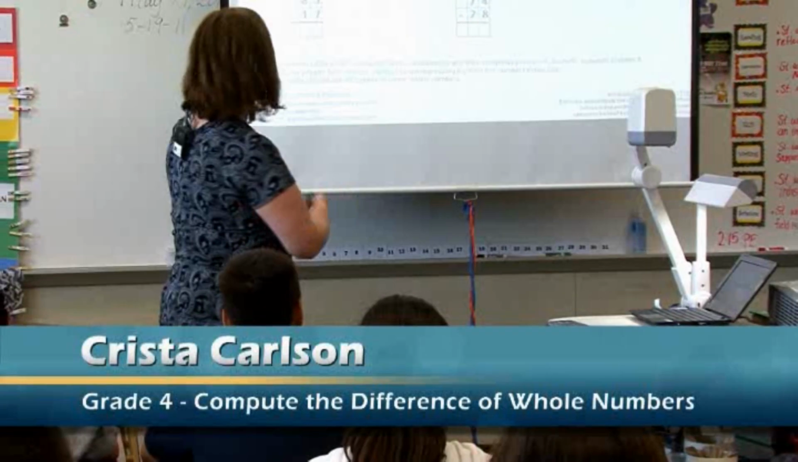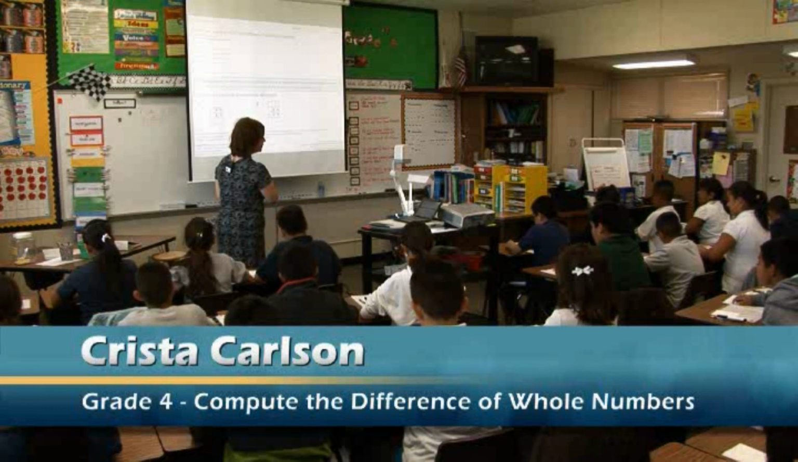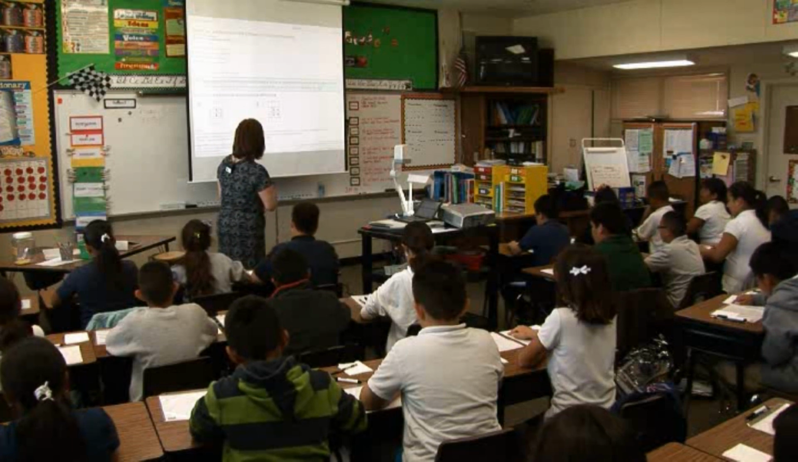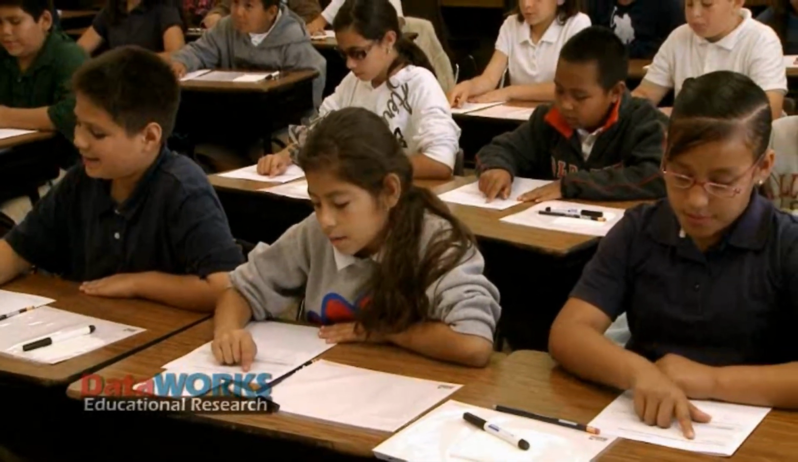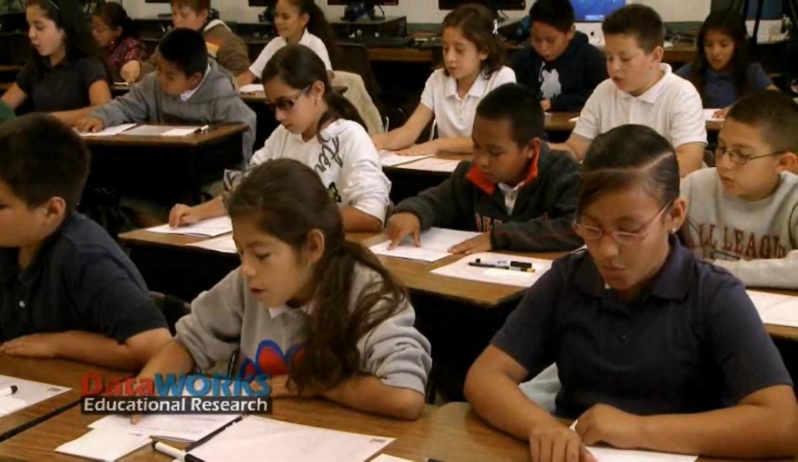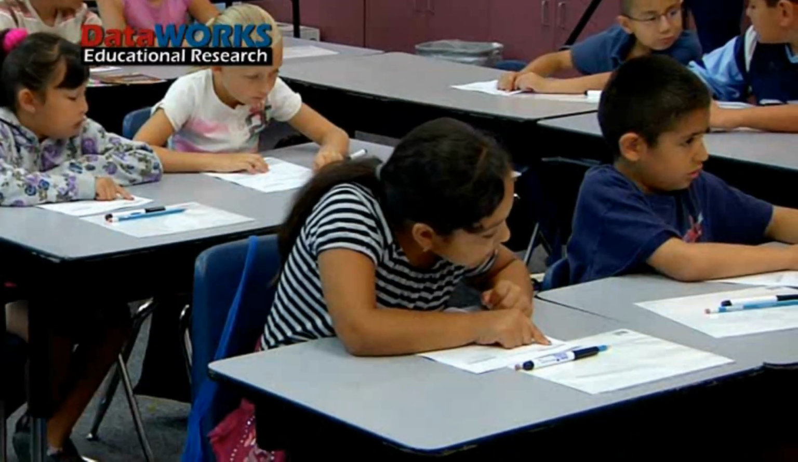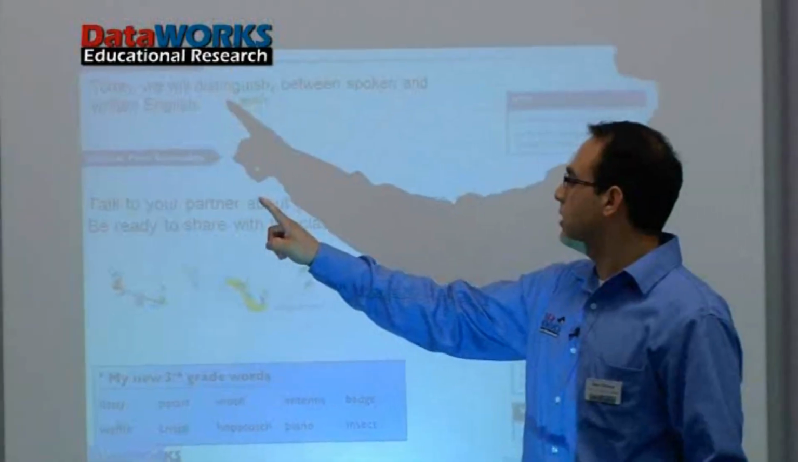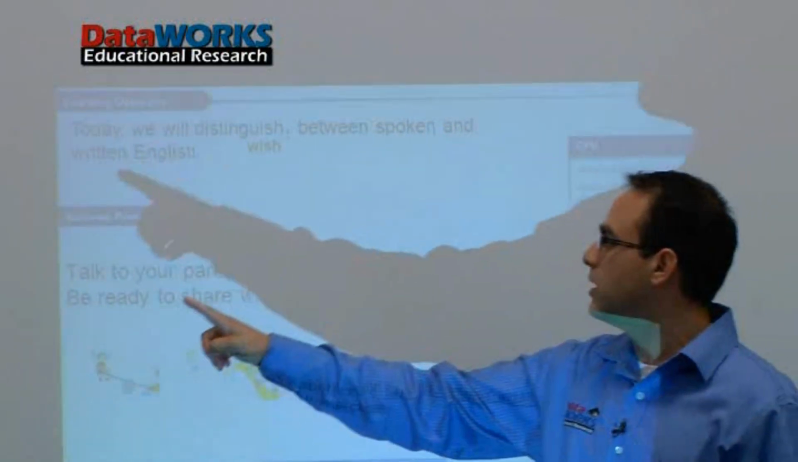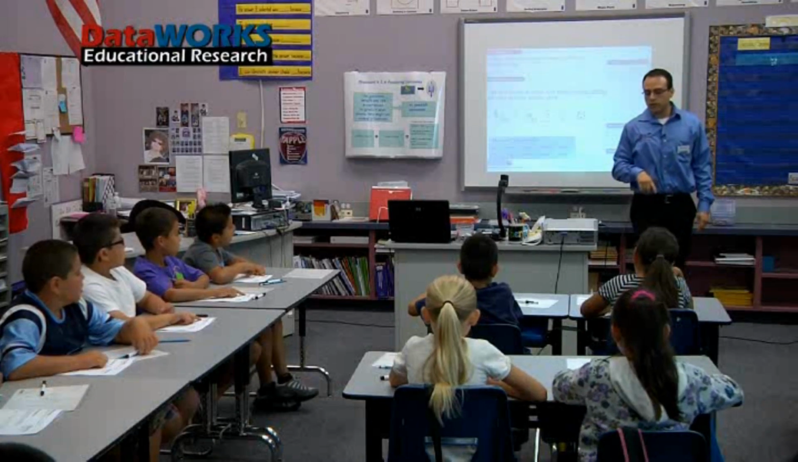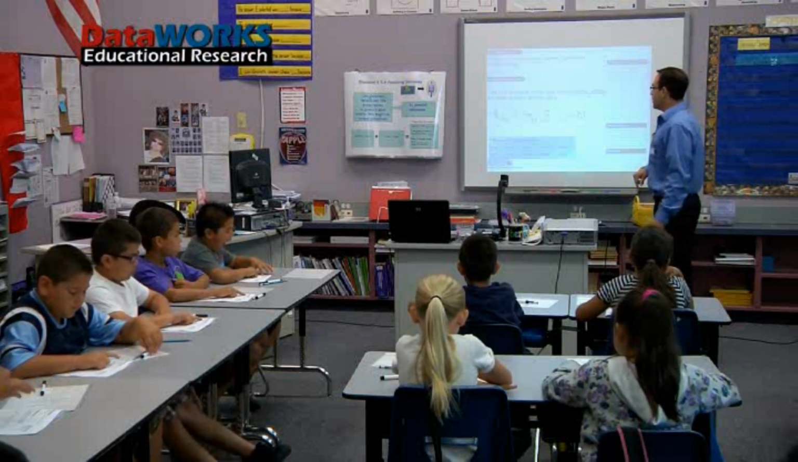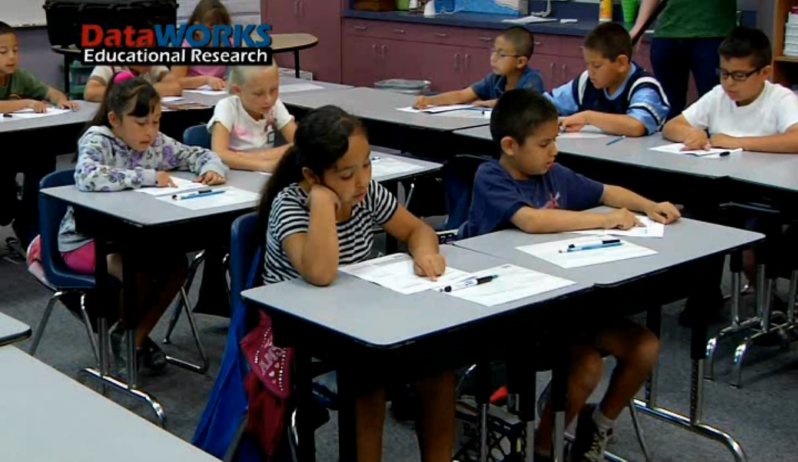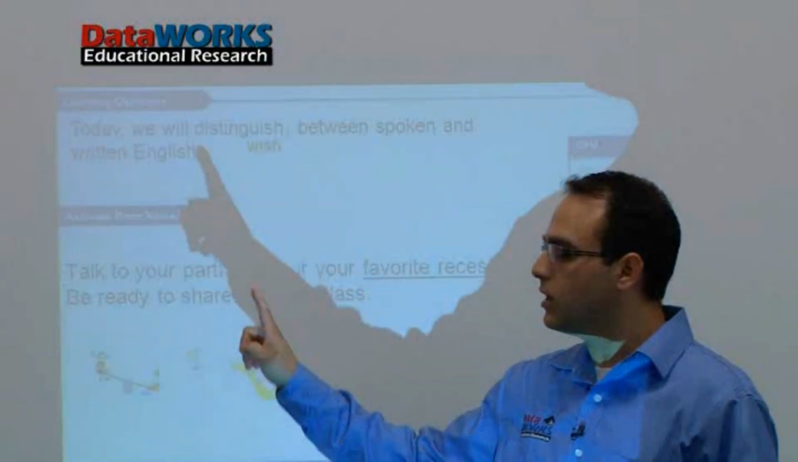I'm going to read it first. Today, we will compute the difference of whole numbers. Let's read together. Track with me. 1, 2, 3, read. Today, we will compute the difference of whole numbers. Track with me. Today, we will distinguish, so we're going to tell apart something. We're going to distinguish between spoken and written English. I want you to read with me back underneath the word today. Ready, set, go. Today we will distinguish between spoken and written English.